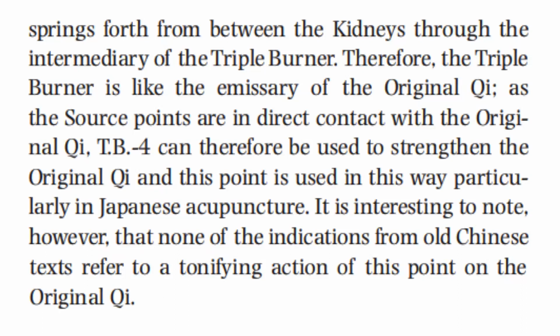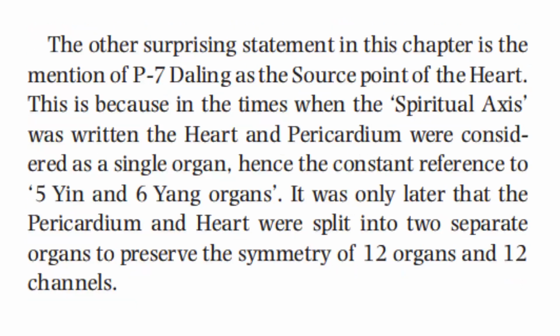The other surprising statement is the mention of Pericardium 7 as the source point of the heart. This is because in the times when the Spiritual Axis was written, the heart and pericardium were considered as a single organ. Hence, the constant reference to 5 yin and 6 yang organs. It was only later that the pericardium and heart were split into 2 separate organs to preserve the symmetry of 12 organs and 12 channels.